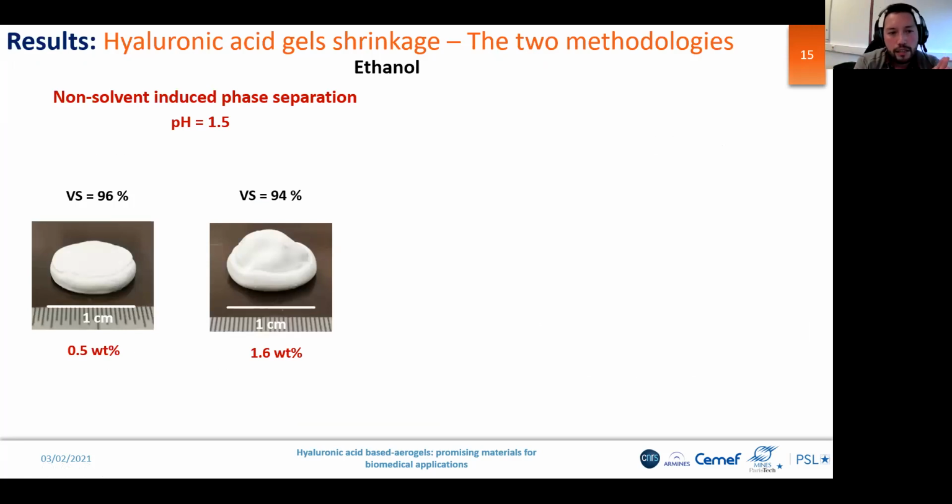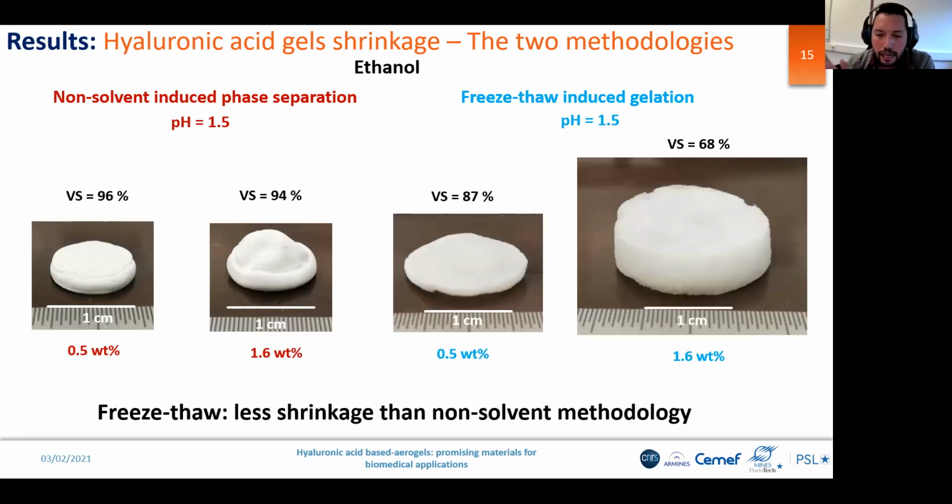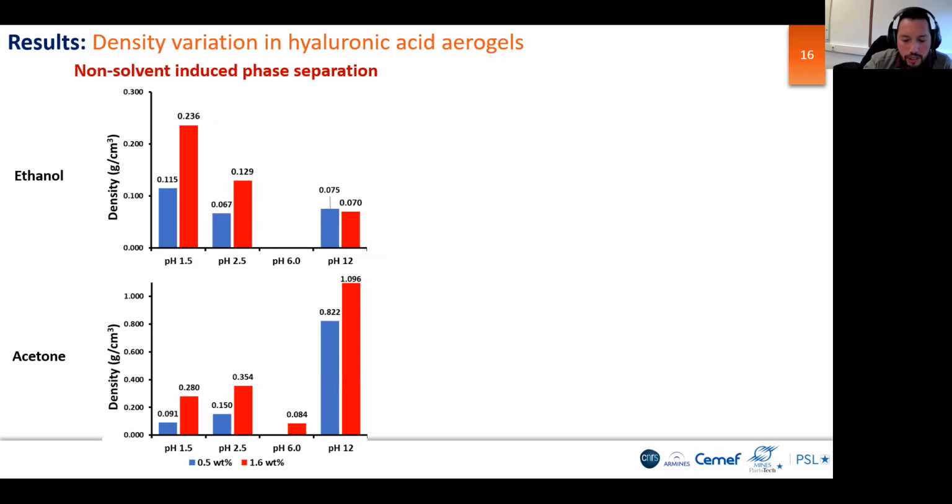Here at the left, we have two materials that were produced with the non-solvent induced phase separation, and here at the right, under the same conditions but a different methodology, the freeze-thaw-induced gelation. With this methodology, if you observe here, we get bigger material with less volume shrinkage. So it means that the methodology has a real important effect on the size, shape, and volume of the final material. In order to go deeper into the differences of the conditions and both methodologies, we evaluated the density.